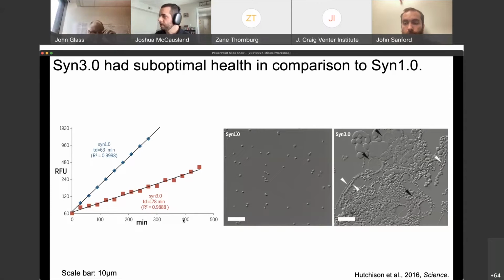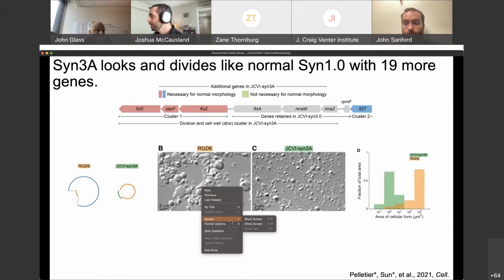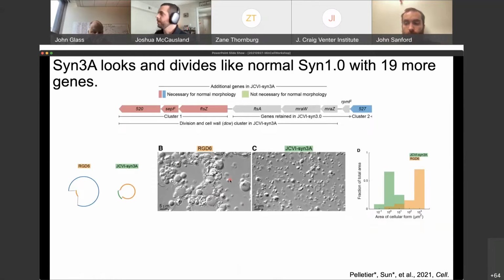And just earlier this year, James Pelletier and Li Ji Sun from Elizabeth Strakowski's lab were able to identify, if you were to look at gene clusters in the Syn 1.0 genome, one particular cluster that when you knocked it out produced cells that looked very similar to Syn 3.0. Here's a pointer there. And if you compare that to adding that back into the genome to produce Syn3A, the cells were a lot more homogeneous again, similar to 1.0. And this is just quantifying the area of cellular form, showing that shift in cell size.